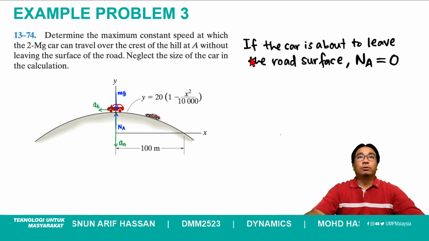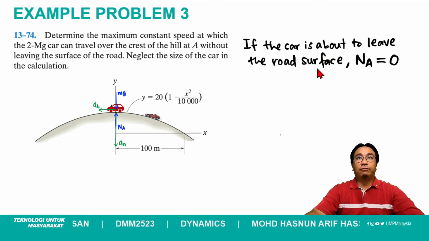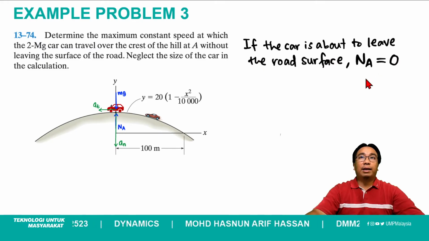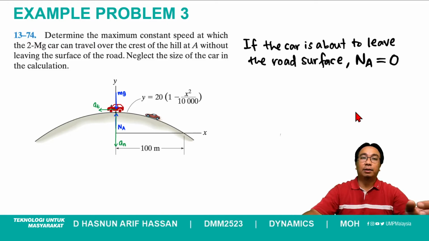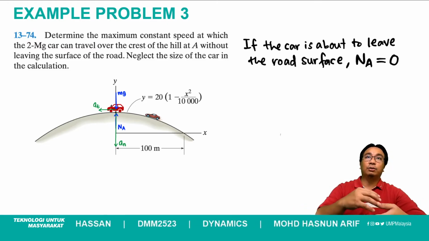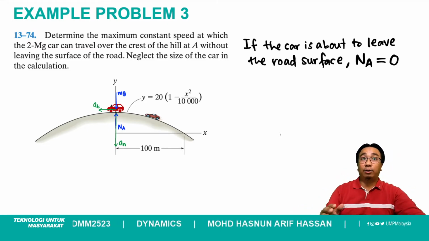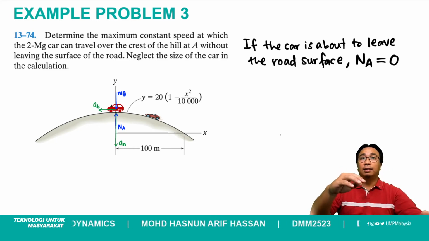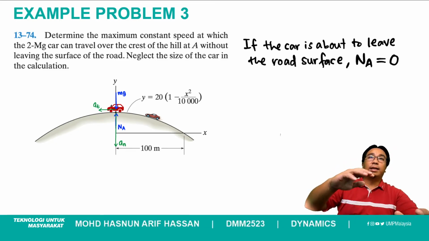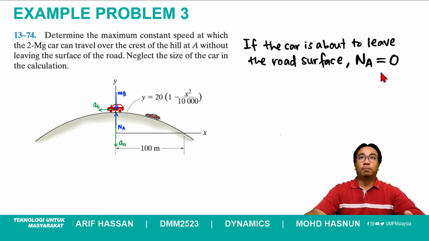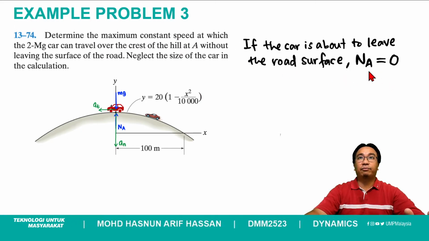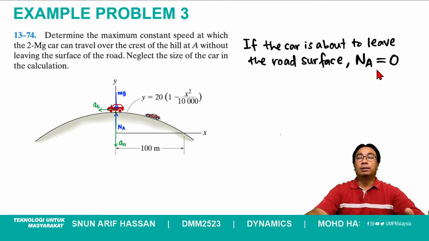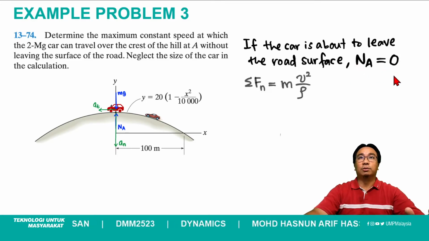Okay, so if the car is about to leave the road surface, the normal force will be equal to 0. This is similar to what I have explained in the previous example. If the car is no longer in contact with the surface, meaning if it is too fast when reaching the top of the hill, the car is jumping, then NA is equal to 0. So this is our condition here. We want to determine the maximum speed that the car can have in order for the normal force to be equal to 0.